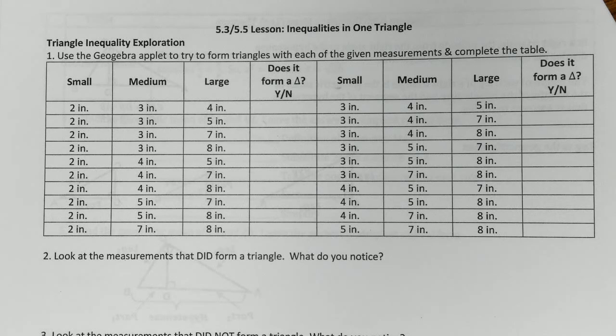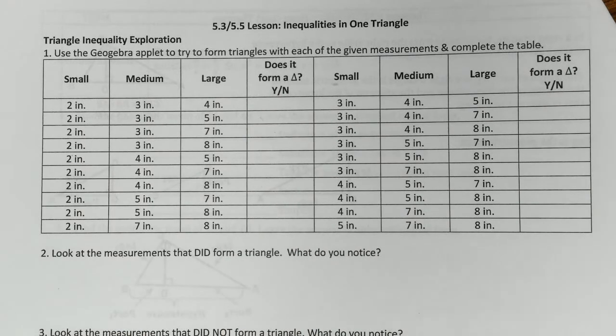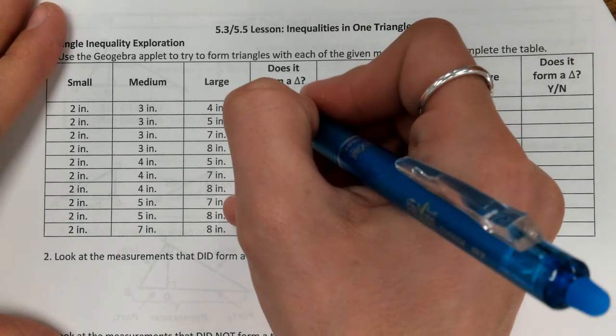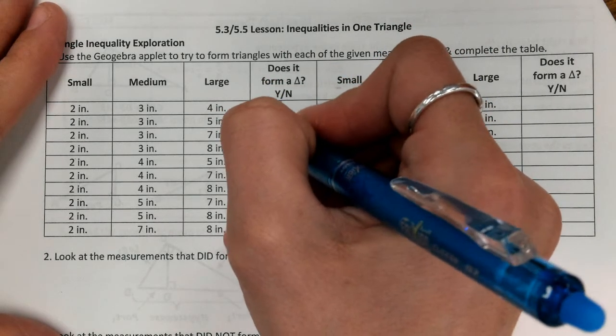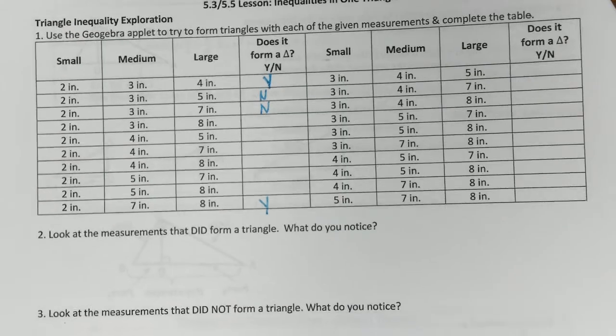Alright guys, we have 5.3/5.5 lessons with inequalities in one triangle. You were supposed to go on to the GeoGebra website and plug in these numbers and figure out whether yes or no we had a triangle or not. Just to fill in a few so we can compare: the first one was a yes, the next two were no's, and then the one at the bottom is the yes. There's a reason I'm choosing these.